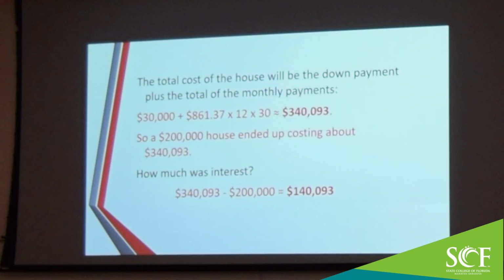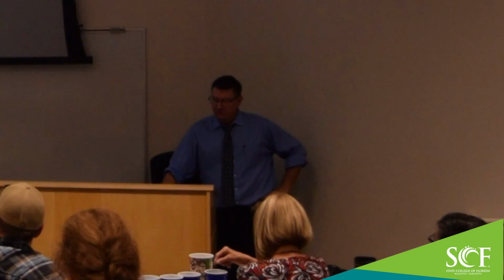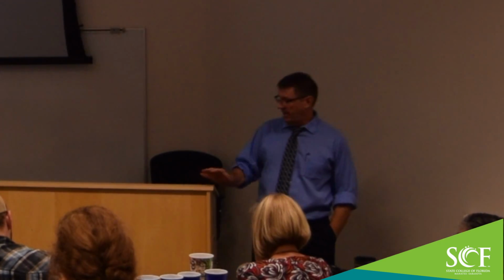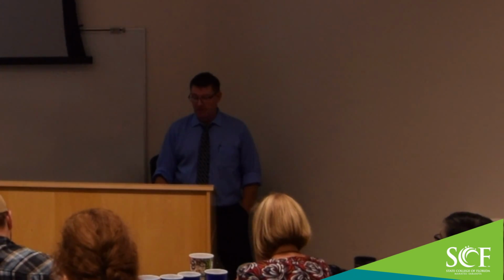How much was interest? You just subtract off the original price of the house, and you're paying $140,093 in interest. That's assuming you carry the mortgage all the way through to the end, but most people do. So, ways you can extend this problem. We definitely do this in our liberal arts class, where we use a formula or a table, and we can also use a spreadsheet to get the principal and interest payment.